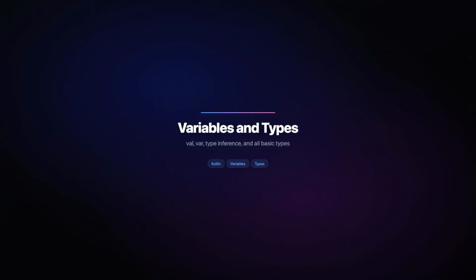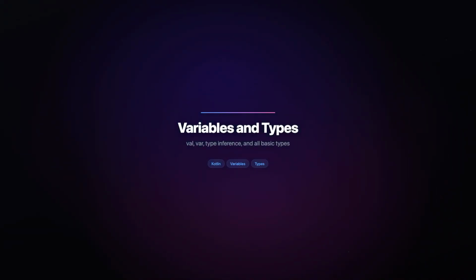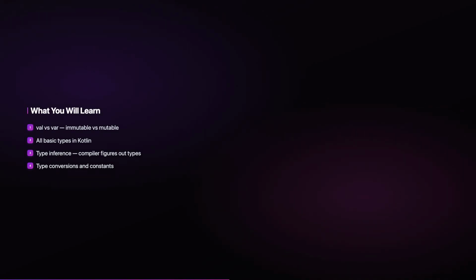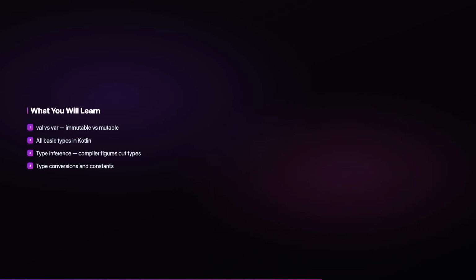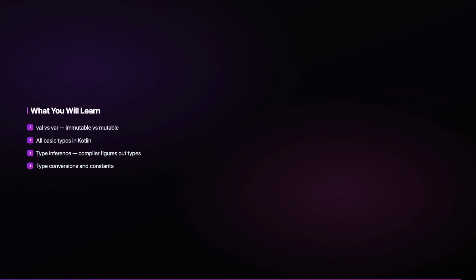Kotlin variables and types. Variables and types are the building blocks of every Kotlin program. In this video, you will learn the difference between val and var, all the basic types, how type inference works, how to convert between types, and how to use constants. These fundamentals are essential for everything that follows.